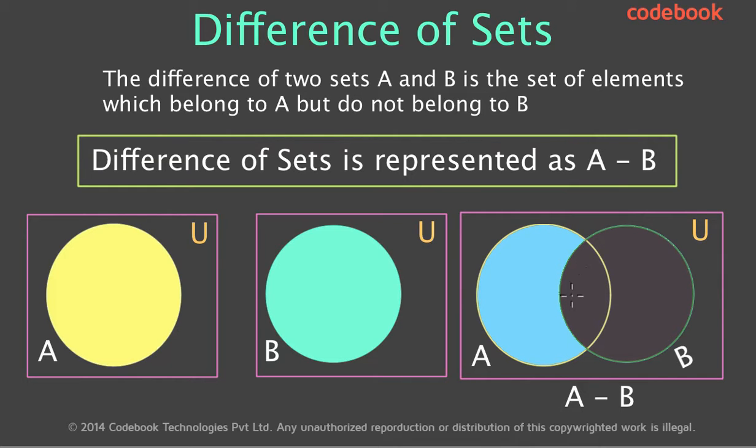So this common section is shared between A and B, which means that this is a section where we have the elements which are common to both A and B. So difference of sets is saying that it is a set which contains all the elements which are only in A. So you have to remove this common section from A. That means you will be left with this blue area which is A minus B.